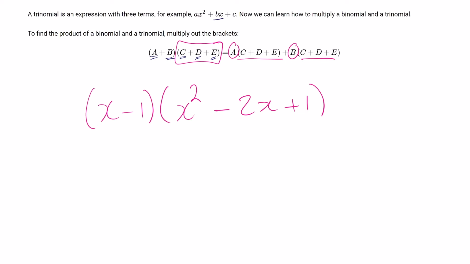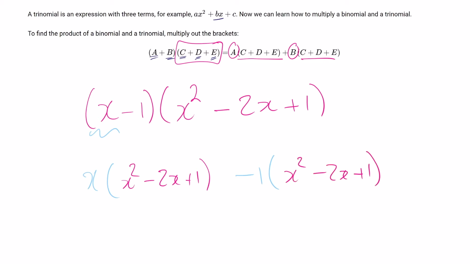Alright, so let's do this via an example. We've got x minus 1 and we have to multiply this with x squared minus 2x plus 1. So we can rewrite this as, well, x multiplied with x squared minus 2x plus 1, right? And minus 1 multiplied with, again, x squared minus 2x plus 1. Right, so we'll multiply in.